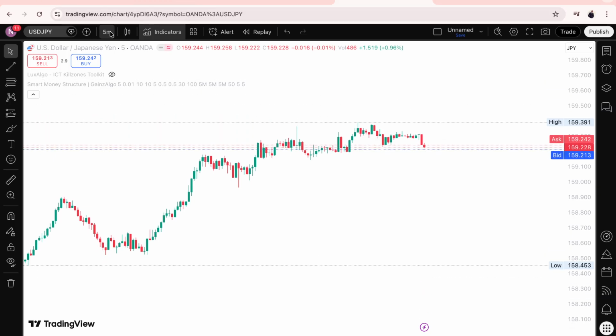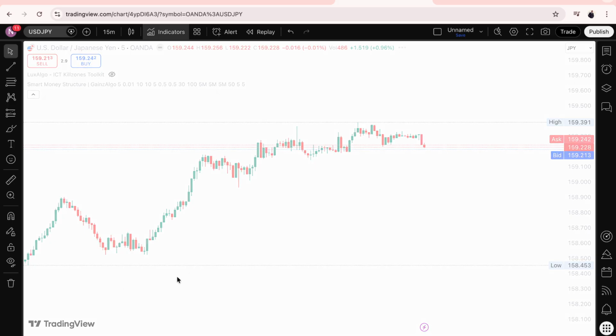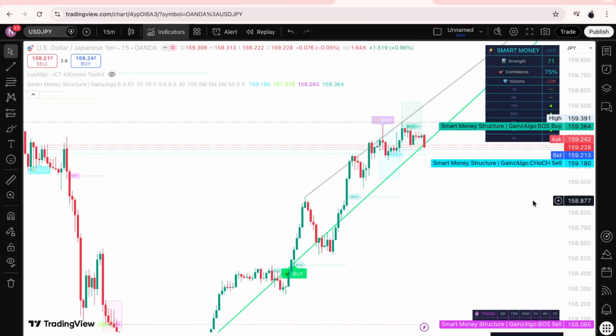Let me change the time frame, and see which time frame works well with this strategy. Just a moment, it's taking a lot of time to load. It shows that my internet is a little bit slow. Now we have our strategy, guys.